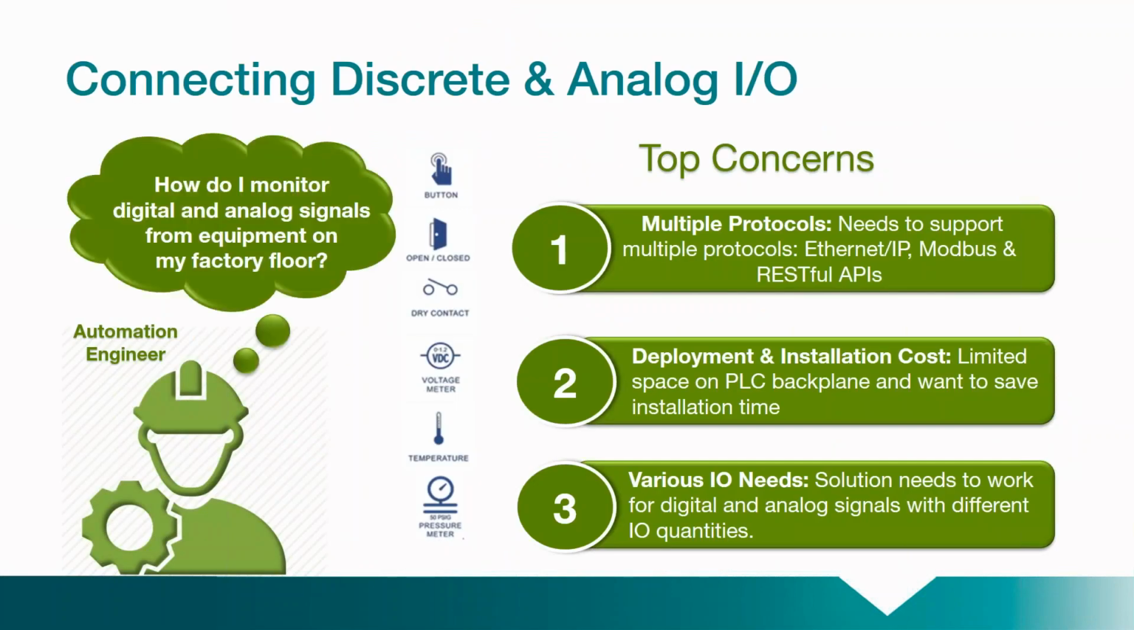So we're going to start off by talking about I/O. A major concern for people is how do you monitor those digital and analog signals from your equipment on the factory floor? You're going to need something that has support for multiple protocols. You need Ethernet/IP, Modbus, RESTful APIs. There's a lot of data that gets gathered and put on dashboards like I displayed earlier. There's also deployment and installation costs. You might have limited space on your PLC backbone and you want to save some installation time, but you want to add some sensors to monitor. Also, there are various I/O needs. You need to find solutions that work with both your digital and your analog signals for different I/O quantities.